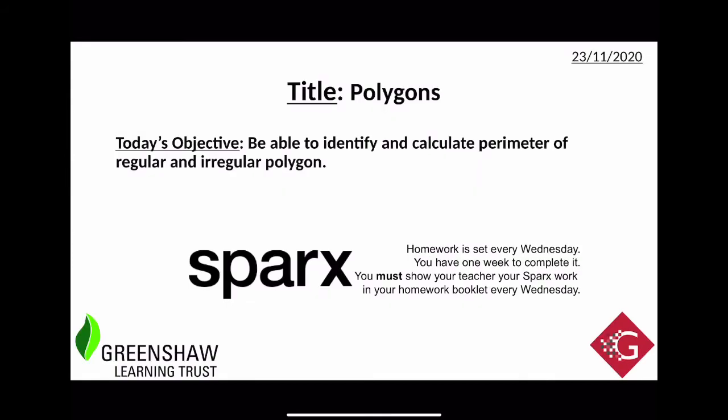Please write the date and the title. Today we're going to be learning about polygons and we will be looking at calculating the perimeter.